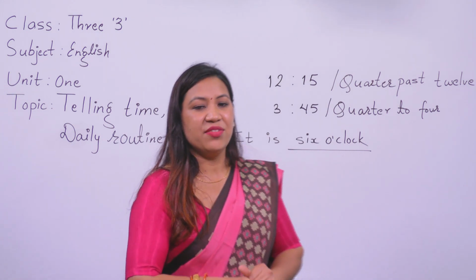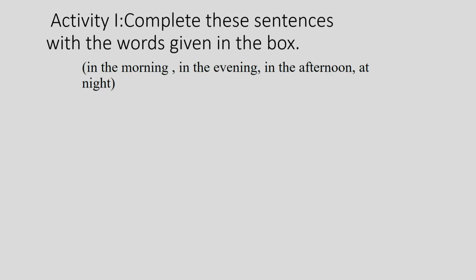Okay, here is the activity. Here is given an activity for you. Here are given a few words. You can see the words over there. The words are in the morning, in the evening, in the afternoon, at night. They are given 4 words and here are given the questions.